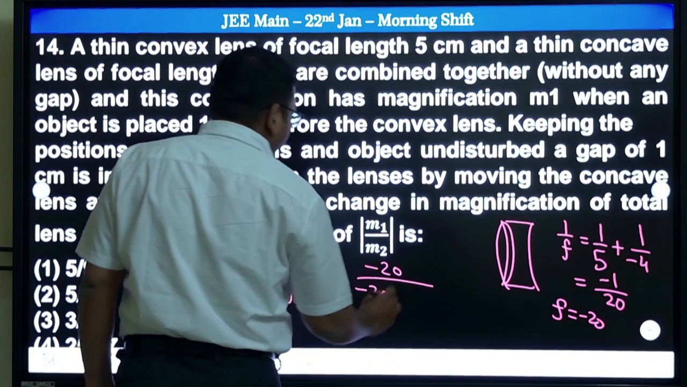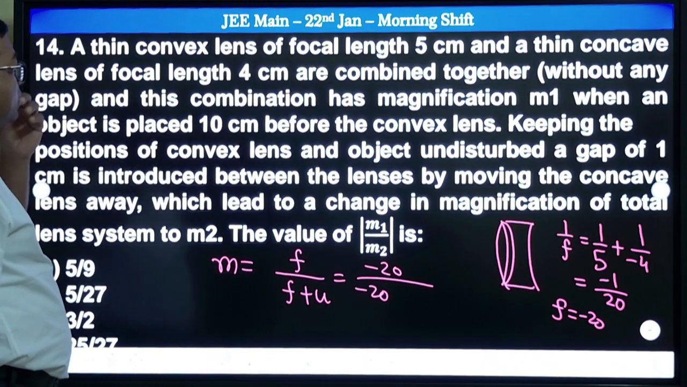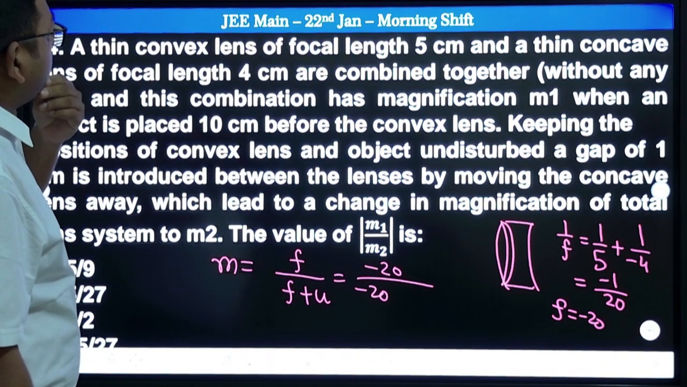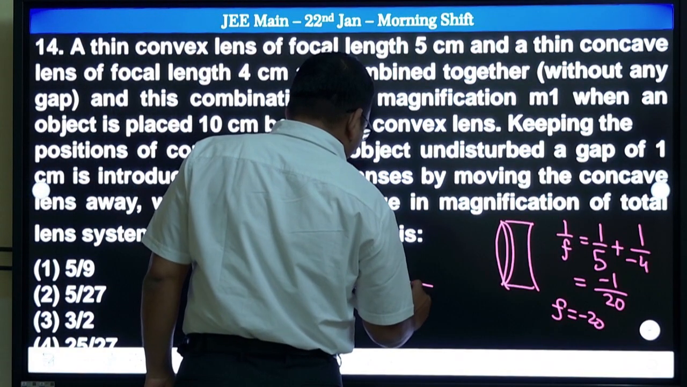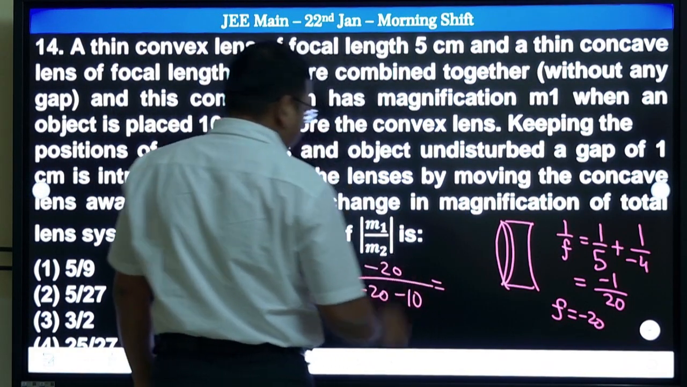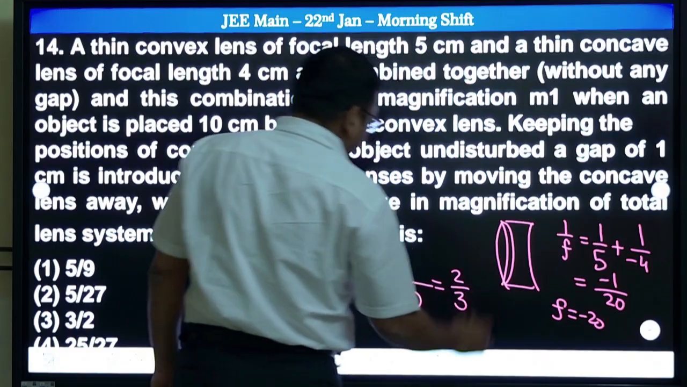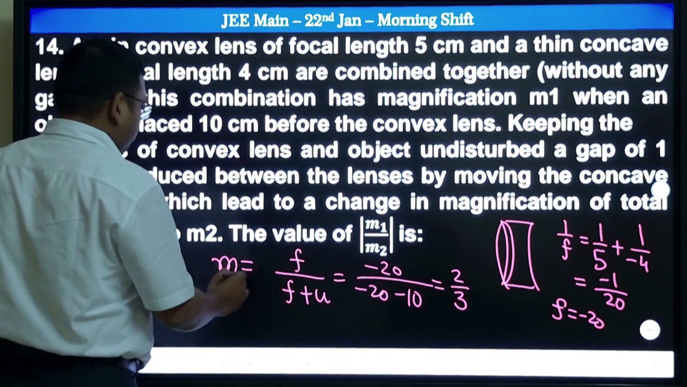Object is anyway on the left side. So how much is the object distance? 10 centimeters, so minus 10. So that will become minus 20 by minus 30. So 2 by 3 it will become. Correct? Right? We got the first magnification.